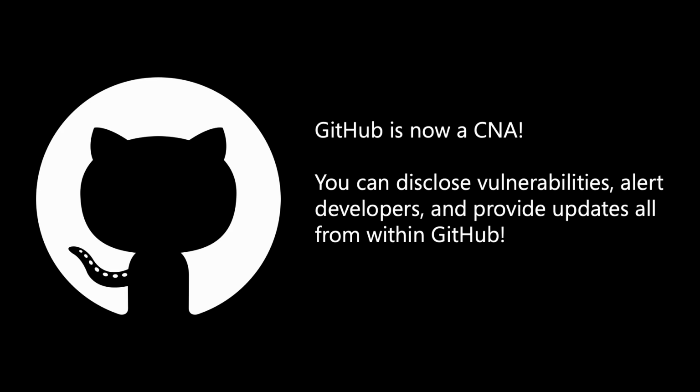So the good news about this is that GitHub is now a CVE Numbering Authority, and so you can disclose vulnerabilities directly to GitHub, and then you can notify project maintainers. Especially for open source projects, sometimes there's no way for you to reach out to them privately, but you can do this now. So let's just show that very, very quickly.